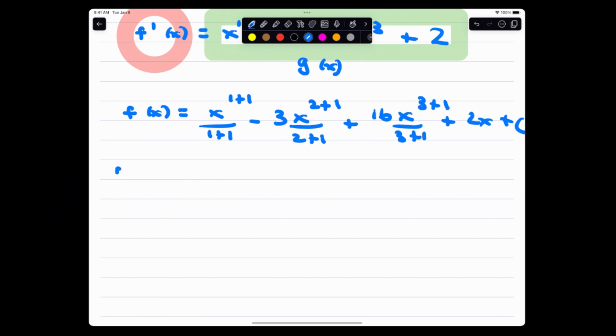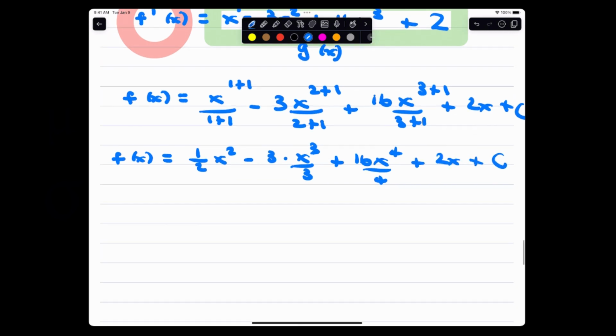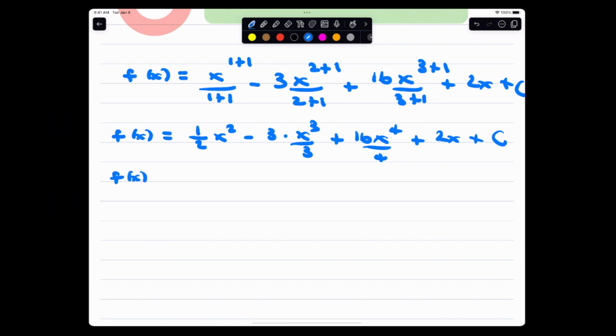Okay? And I know it's hard to see there. That's where all the mistakes happen. 1/2 x squared minus 3x cubed over 3 plus 16 x to the 4th over 4 plus 2x plus your constant. So we get 1/2 x squared minus x cubed plus 4x to the 4th plus 2x plus c.